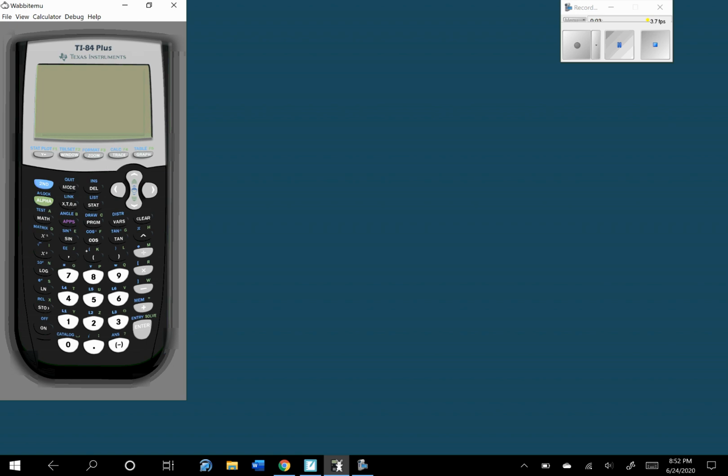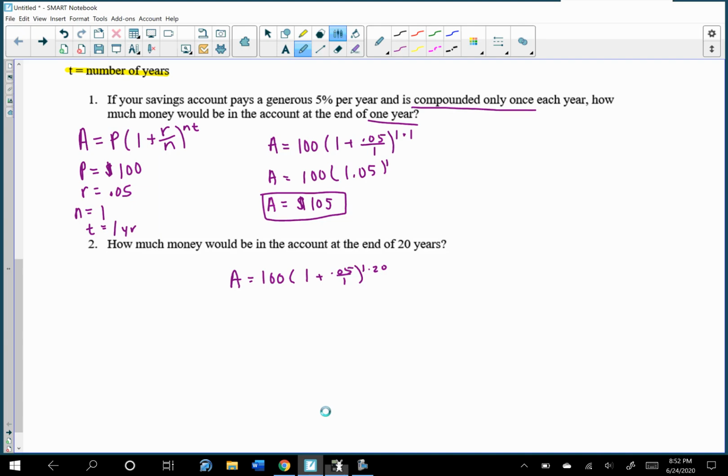So this one's easy because we're just dividing by 1, but 100 times 1 plus 0.05 divided by 1 to the power of 1 times 20. And if you have an older calculator, you want to make sure to put that exponent in parentheses. Since it's newer, notice it just automatically puts it as an exponent for me, so that's nice. And enter, and we get $265, and of course we're rounding to the nearest hundredth, so 2 decimals, and 33 cents.